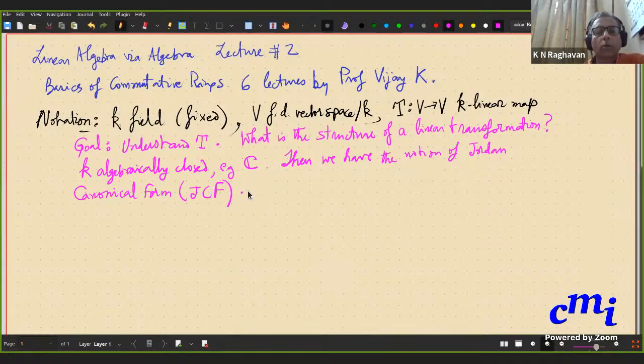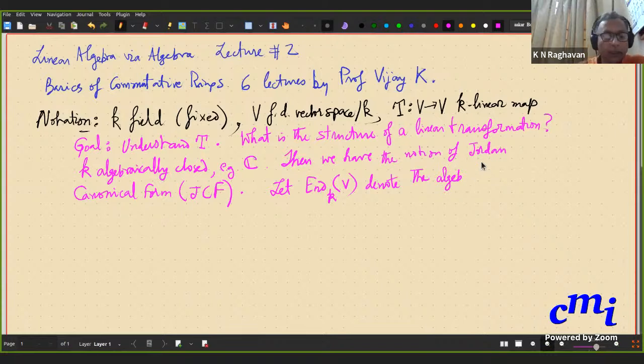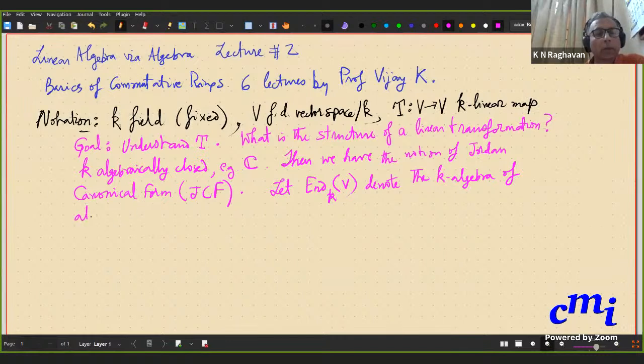Okay. So what this means is, you classify. Let End_K(V) denote the set, or the K-algebra, of all K-linear transformations on V. So let me give it a name, let's call it E.